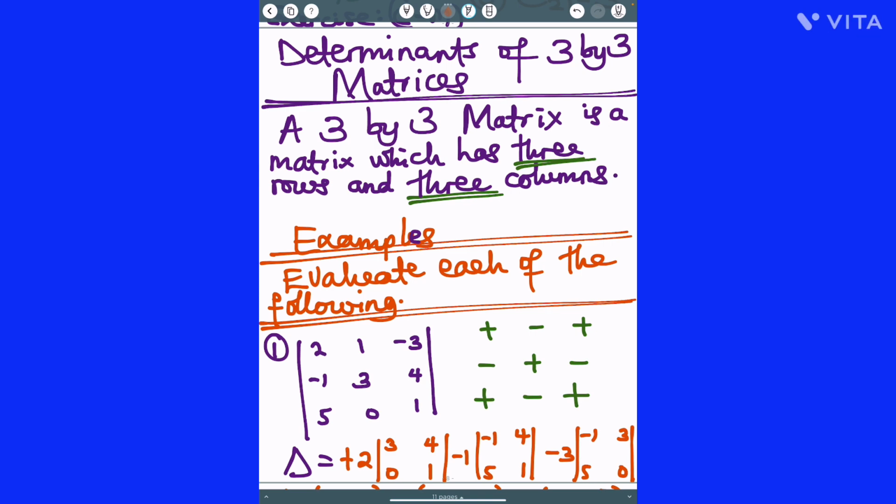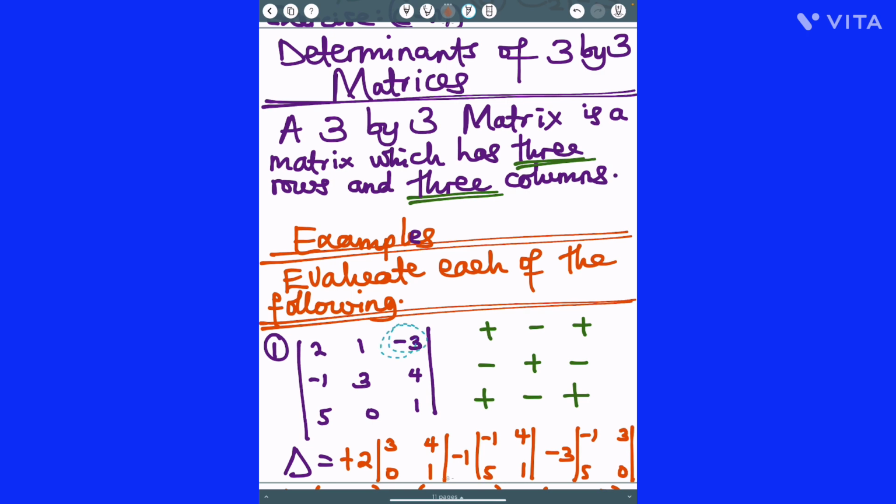You evaluate that. You go ahead and take 1. When you take 1, look out for what sign should multiply 1. It's minus. Minus times 1 is minus 1. So you write minus 1 down next. That gives you minus 1 times. If you cross 1, what do you have left? You have minus 1, 4, and 5, 1 left. So you put that together and evaluate it as usual.